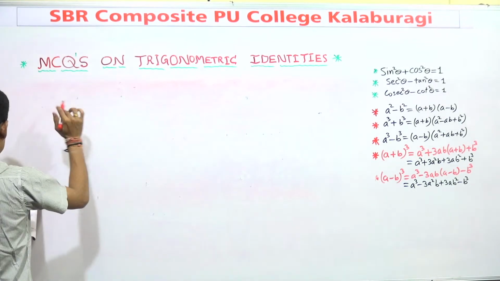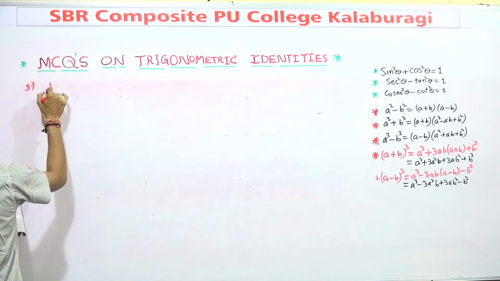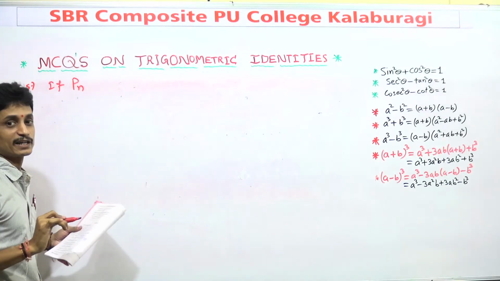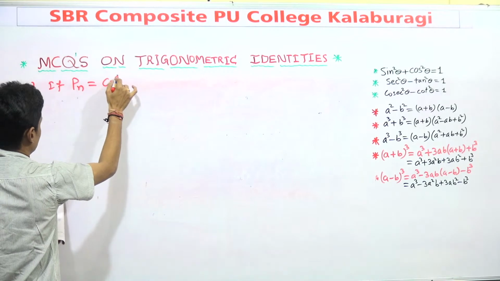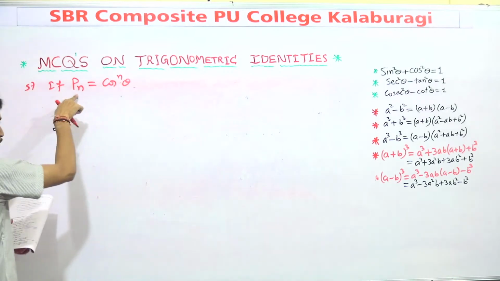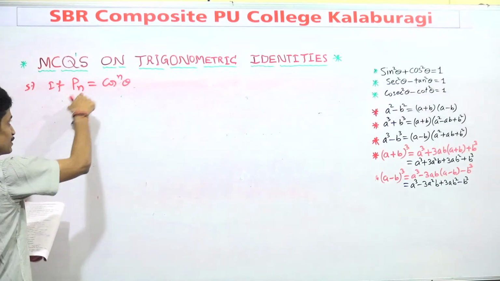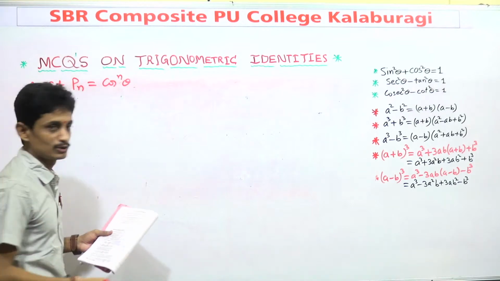This is also the same type. Question number 5 of 6. Generally, in the given notation, Pn is equal to cos power n theta. For example, P1 is cos power 1 theta, P2 is cos square theta, P3 is cos cube theta. Like this we have to replace it.